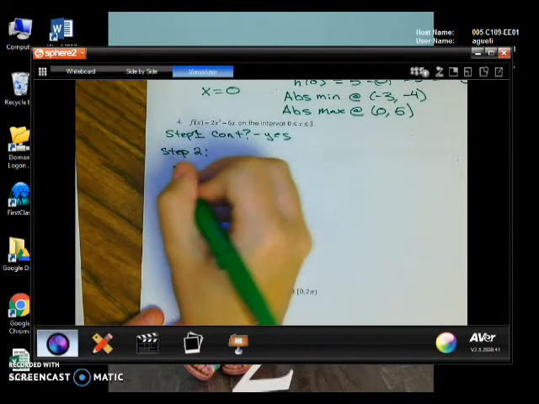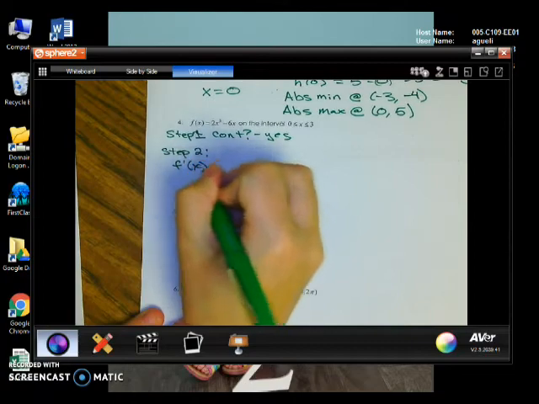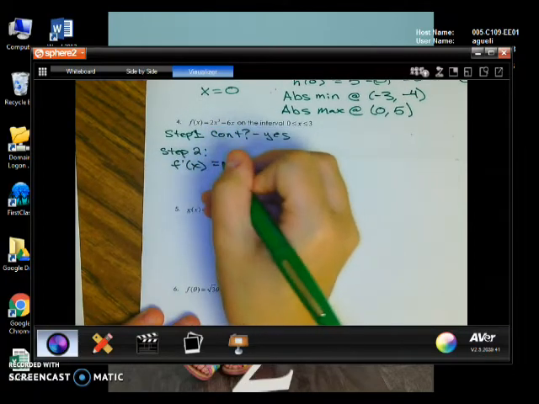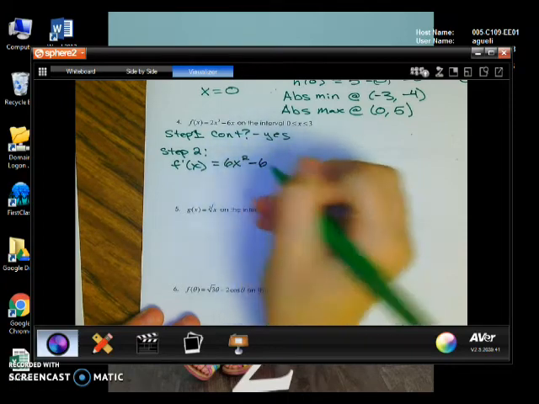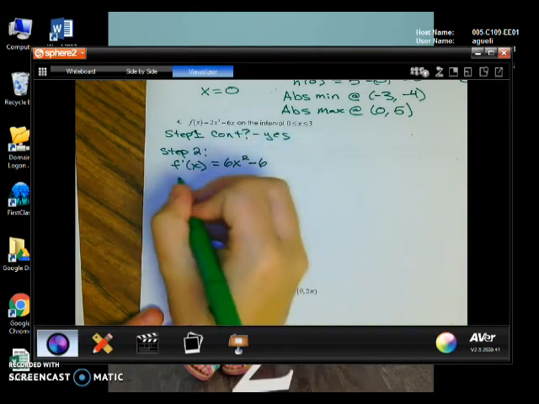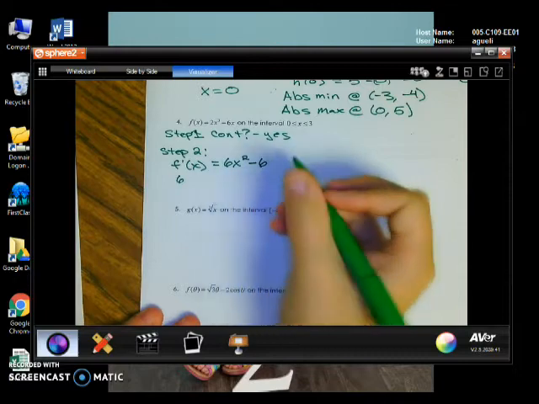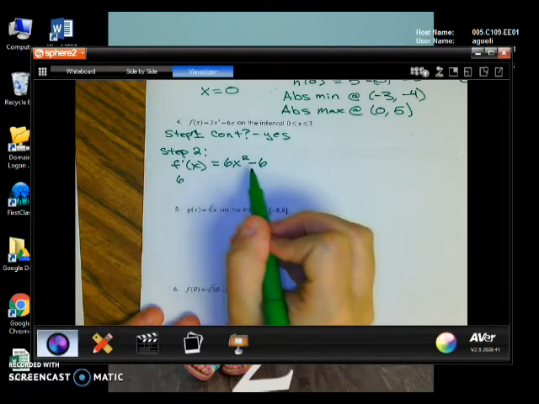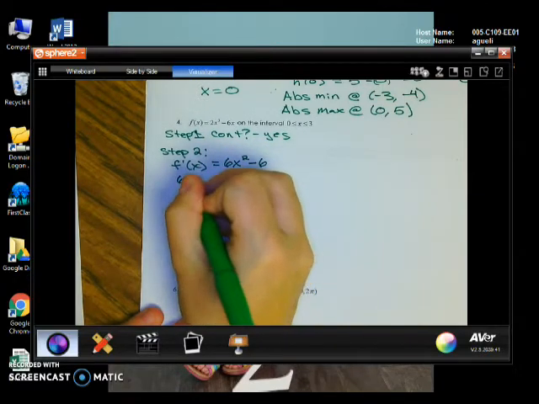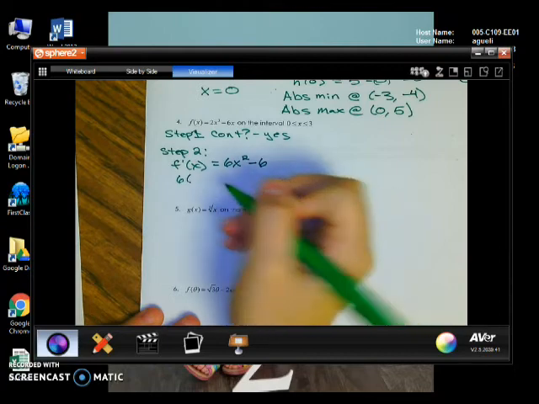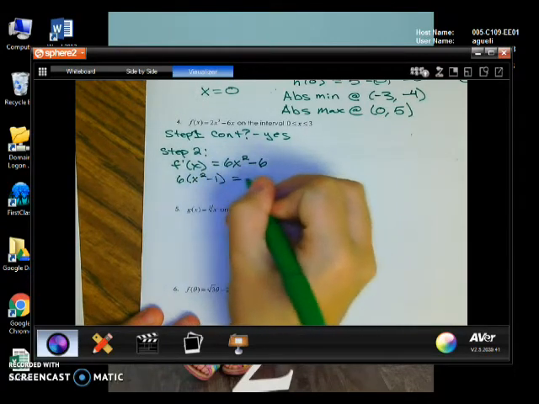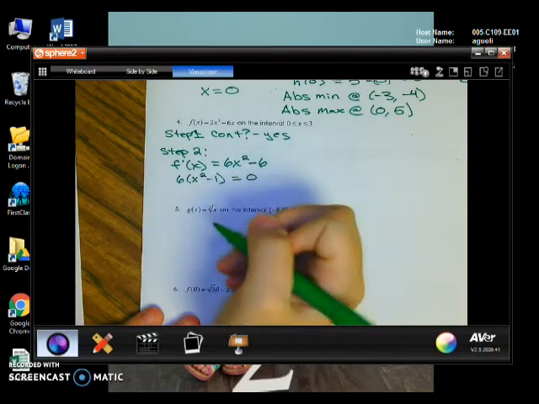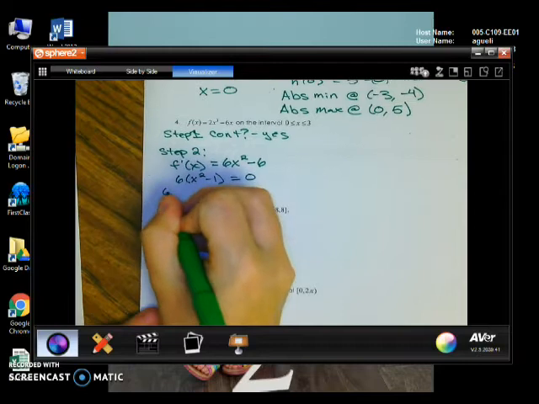So here it's an f, so I'll say f prime of x is 3 times 2 is 6x squared, subtract 1 from the exponent, minus, and then I have 6 there. So then I'm supposed to take that derivative and set it equal to 0. I'm going to factor out a 6 first, not that it really matters, equals 0.